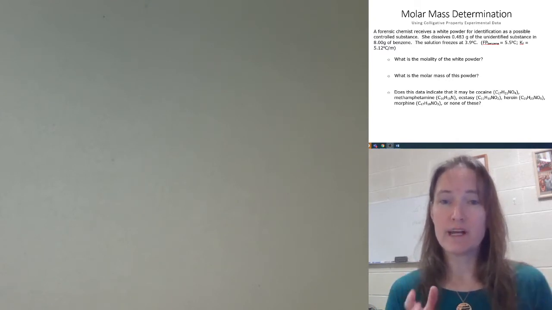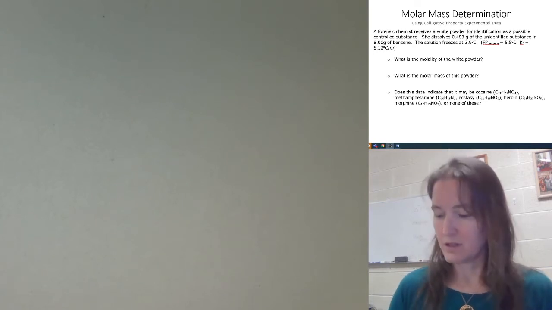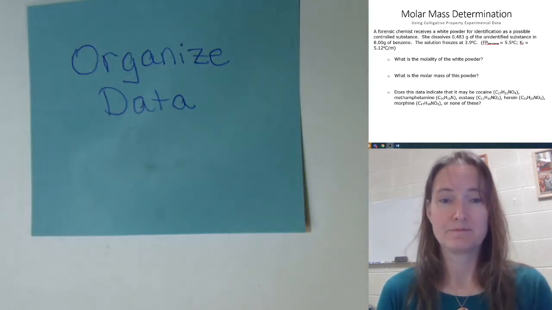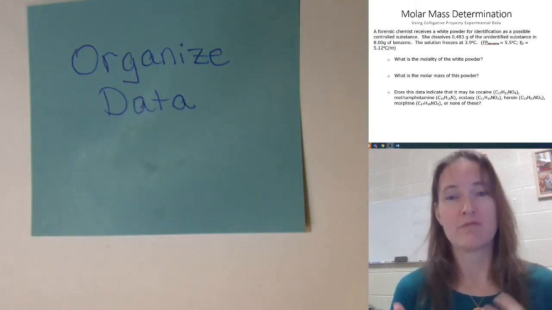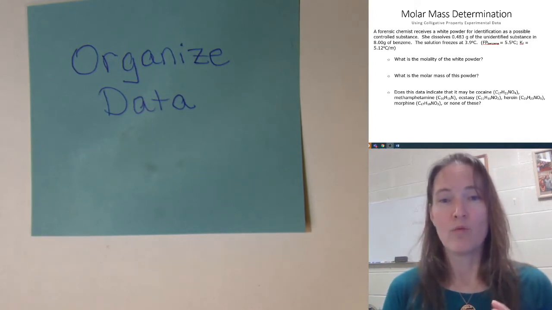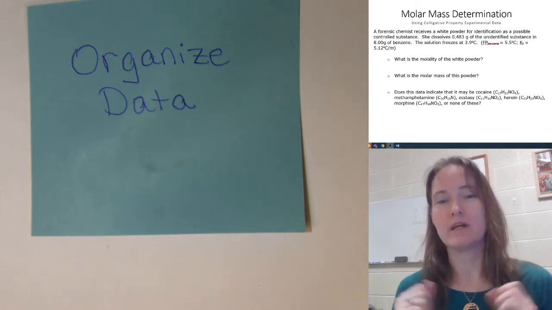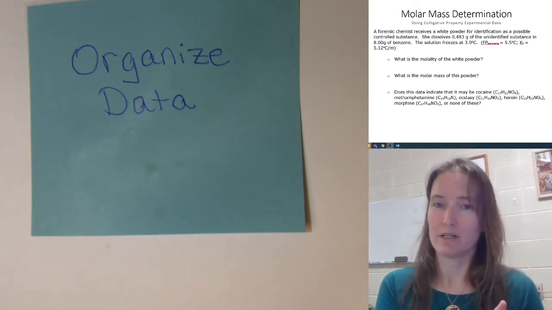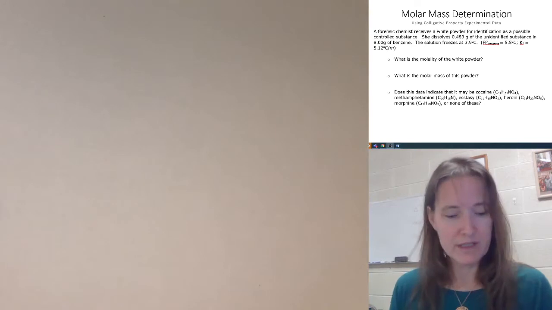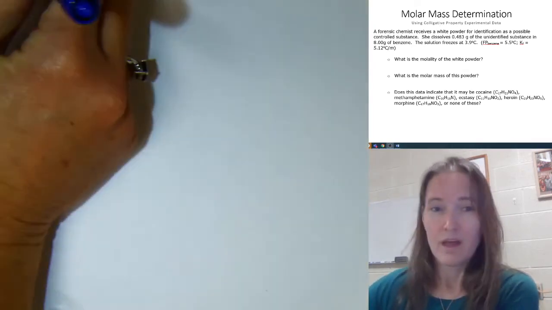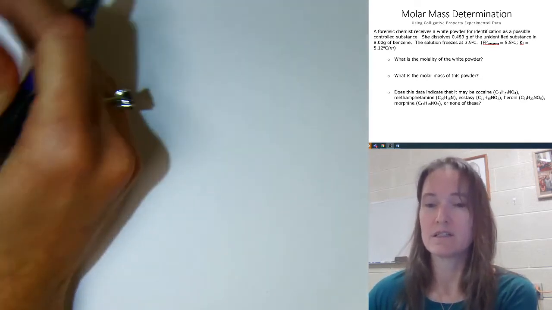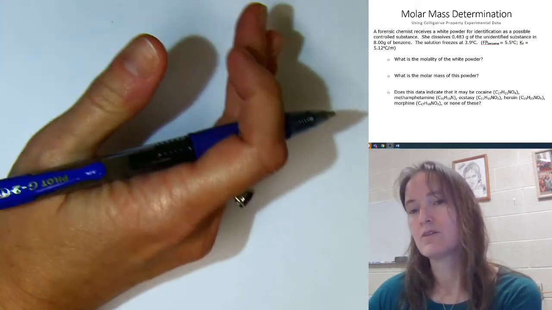So if we just look at that information, the first thing that you would need to do is you want to try to organize the data so that you can see what you have and what it belongs to. And one of the things that I recommend is when you have a solution that you separate the information into solution information, solvent information, and solute information. And so I'm going to take the time and just jot down the information and just characterize it. Is this solute, solvent, or solution?